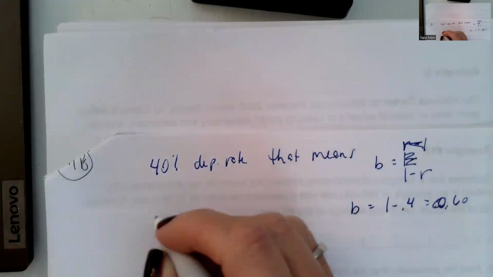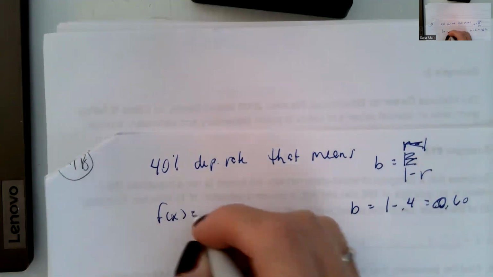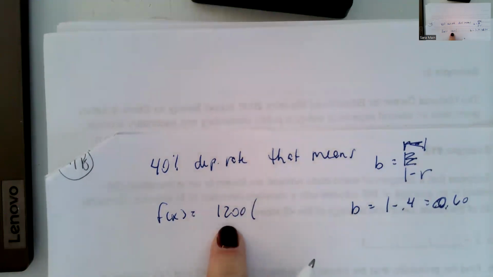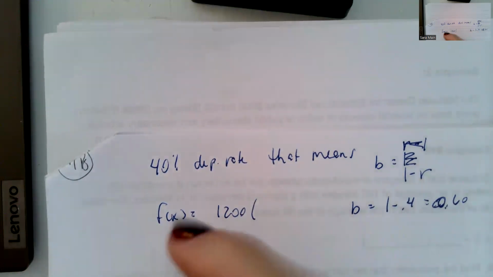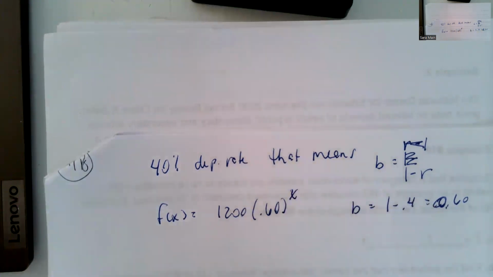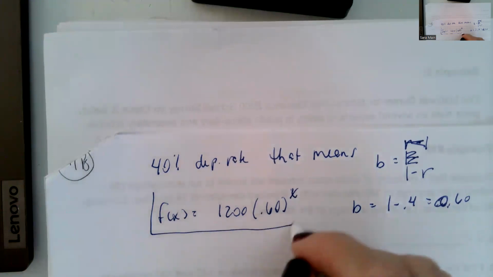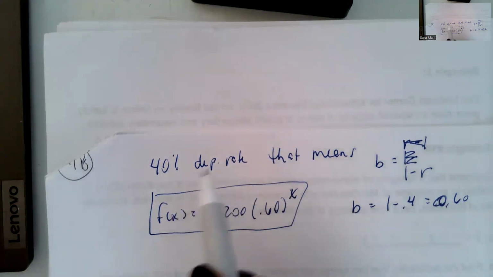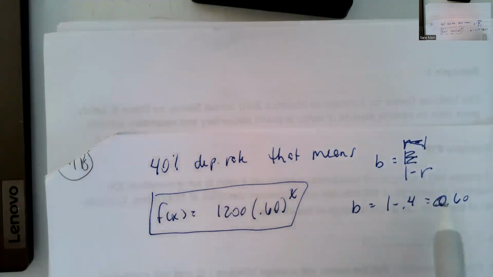0.6. So our function is going to be the $1,200, which is our y-intercept, our starting value, times the percentage that we're keeping, which is 0.60 to the x. So we have to use the complement, which is 0.4 and 0.6 add to 1. So 100%, which is 1, subtracting the 0.4 of the depreciation rate gives us the percentage that we're keeping.